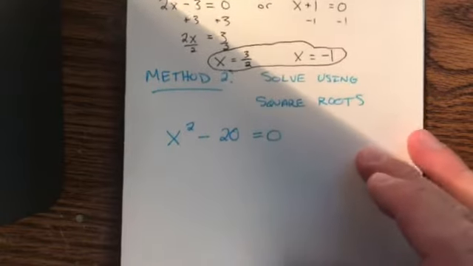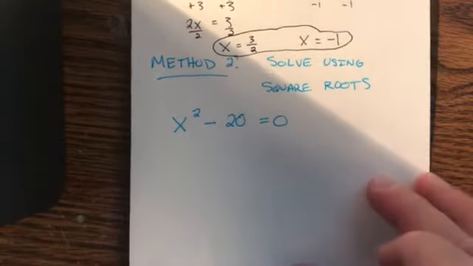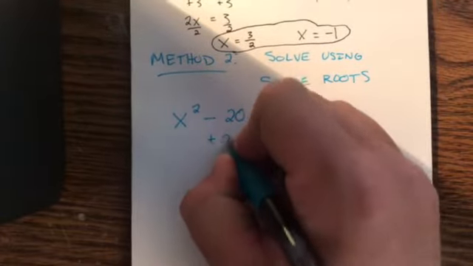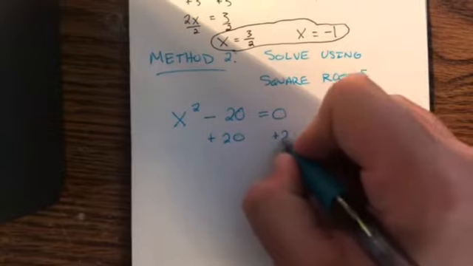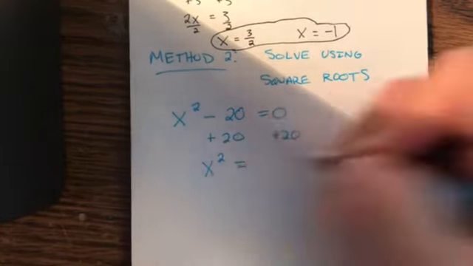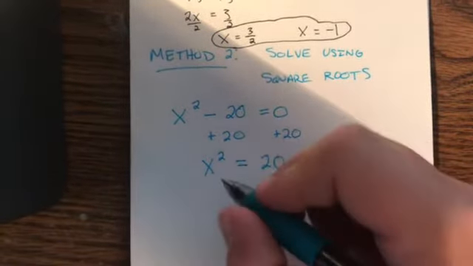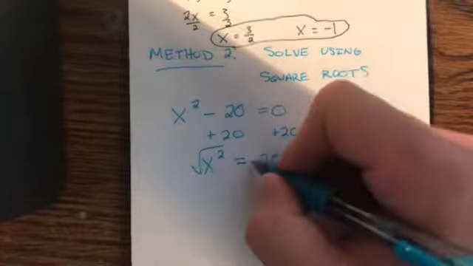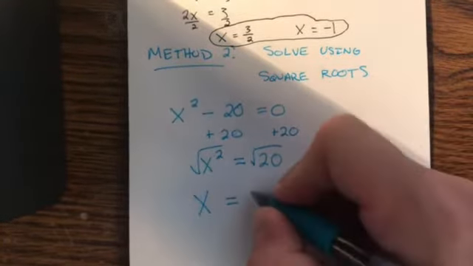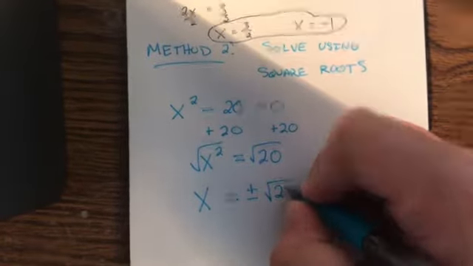Method 2, solve using square roots. I think everyone would agree this is kind of the easy one. Basically, I want to get my x squared by itself. So we're just adding 20 to both sides. We get x squared is equal to 20. Now get x by itself. Our action step here, take the square root of both sides. We get x alone is equal to, don't forget the plus or minus, the square root of 20.